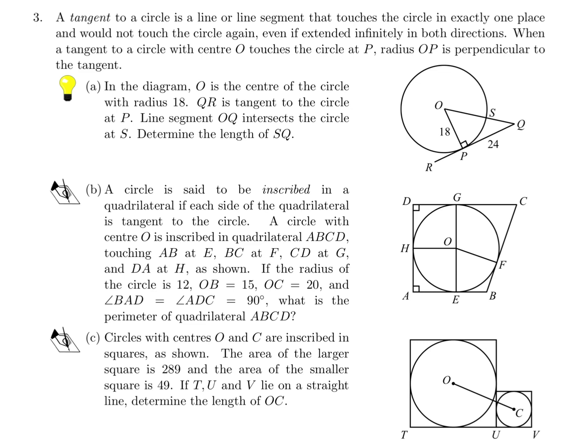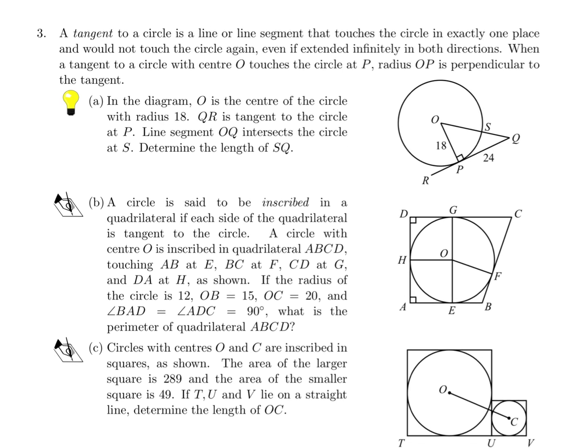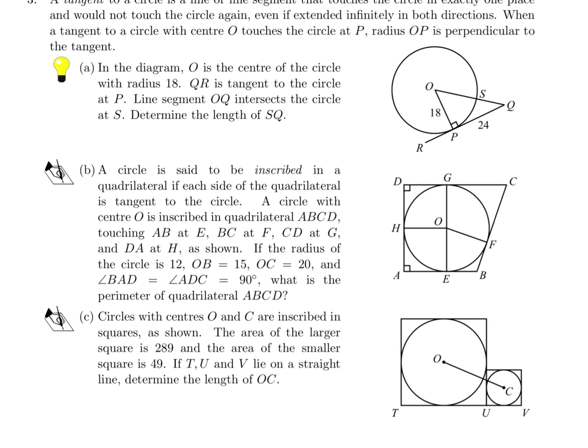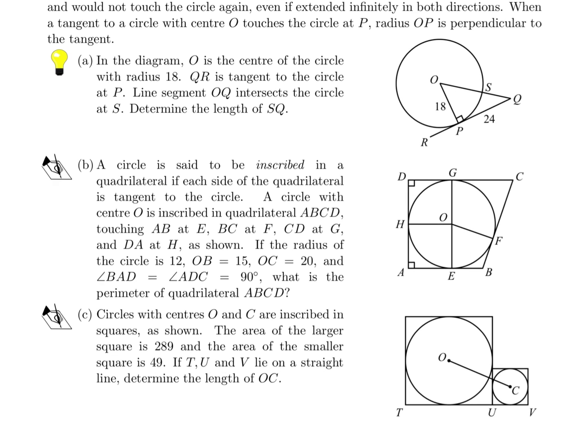A tangent to a circle is a line or line segment that touches the circle in exactly one place, and it would not touch the circle again, even if extended infinitely in both directions. When a tangent to a circle with center O touches the circle at P, the radius OP is perpendicular to the tangent. All right, so in the diagram, O is the center, radius is 18, QR is the tangent, line segment OQ intersects the circle at S, determine SQ.